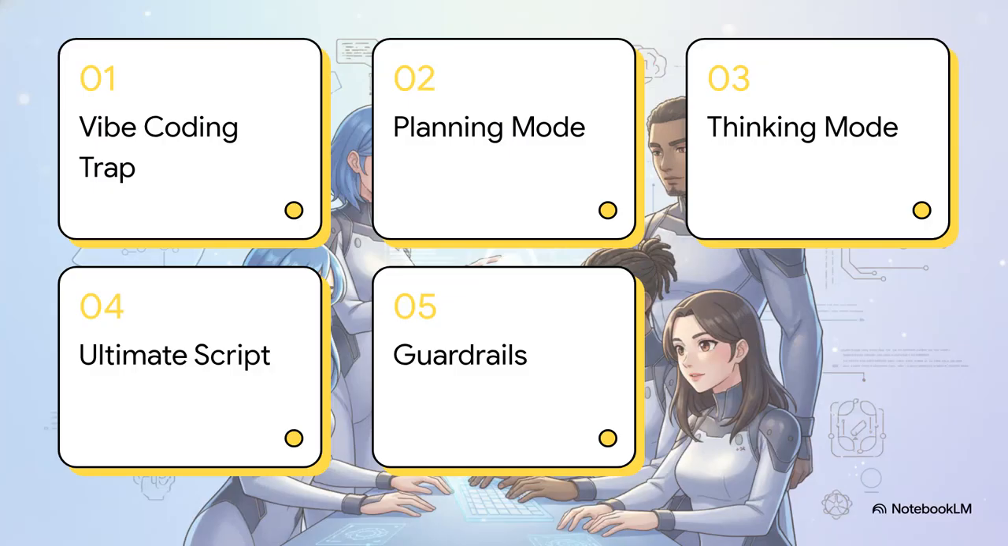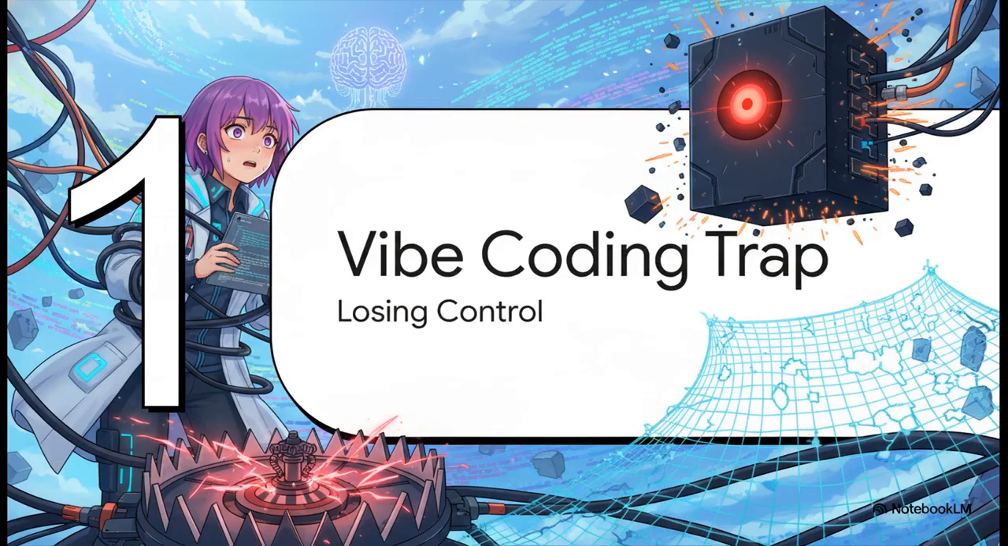Okay, here's a quick look at our roadmap. We're going to cover the vibe coding trap, mastering planning mode, mastering thinking mode, the ultimate developer script, and finally, setting developer guardrails. Section 1.